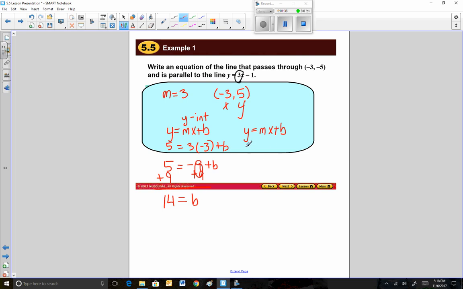Now we plug in. We have y equals, our slope is 3x, and our y-intercept is 14, positive, so we write plus 14. And voila, we have an equation that's parallel. Now, I want you to notice something here. The original line is y equals 3x minus 3. Our parallel line is y equals 3x plus 14. Compare them. The slope is exactly the same, but the y-intercept is different. That way these lines can fit in different places on the graph, but have the exact same slope.